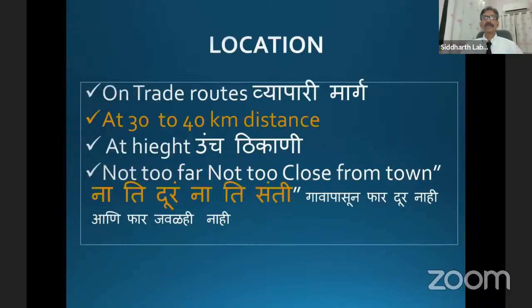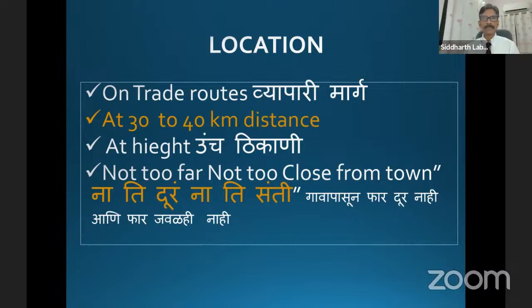So where are the locations? Mainly on the trade routes, that is Vyapari Marga. The distance between two rock cut architectures is about 30 to 40 kilometers. Why 30 to 40 kilometers? Because at that time the traveling distance of a person in conventional vehicles like bullock carts or by walking was in the range of 30 to 40 kilometers in a day.